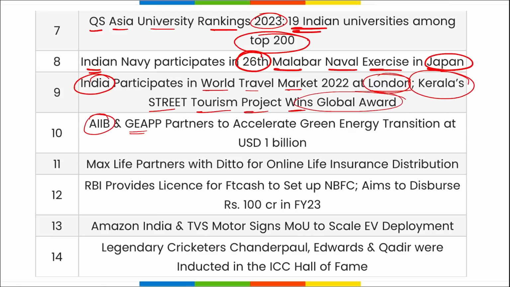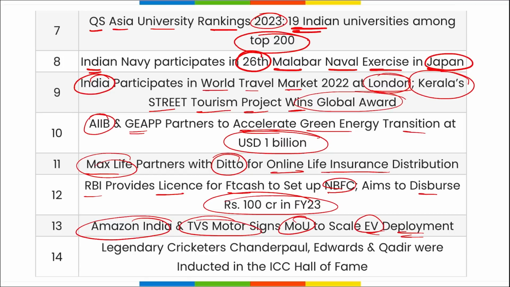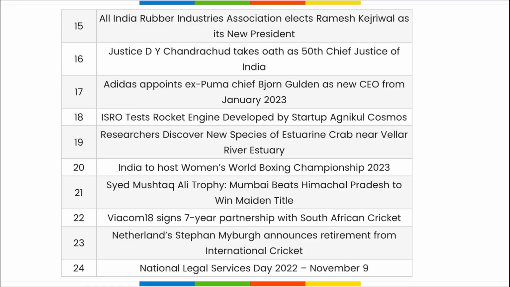Then AIIB and GEAPP have partnered to accelerate the green energy transition and will be investing around $1 billion. Max Life has partnered with Ditto for online life insurance distribution. RBI provided a license for FT Cash to set up an NBFC and it aims to disburse 100 crore rupees in fiscal year 23. Amazon India and TVS Motor signed an MOU to scale electric vehicle development in India. Legendary cricketers Chandrapal, Edwards and Kadir were inducted into the ICC Hall of Fame. Next, All India Rubber Industries Association elected Ramesh Kejriwal as their new president.